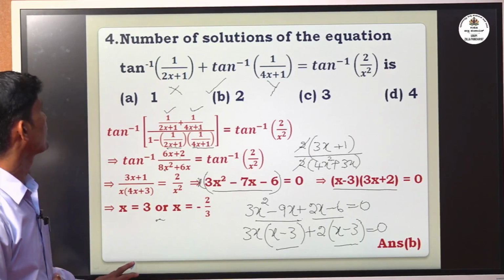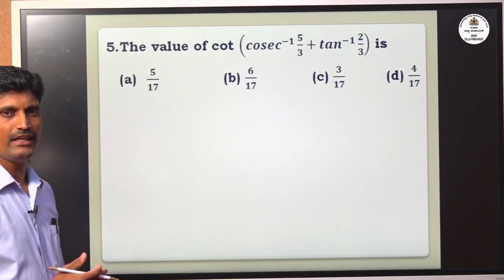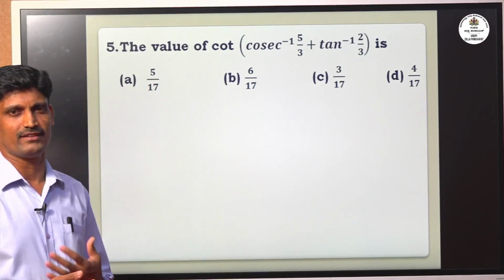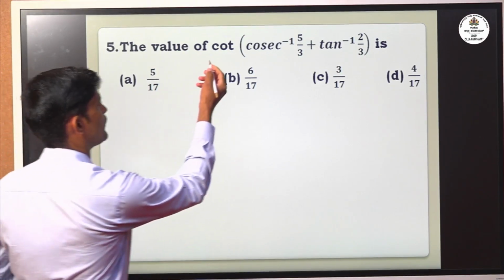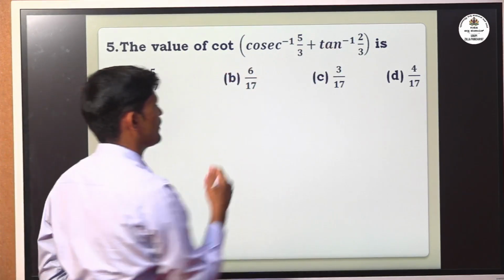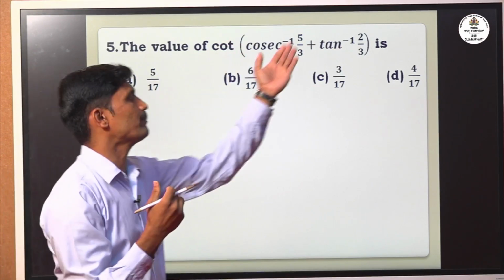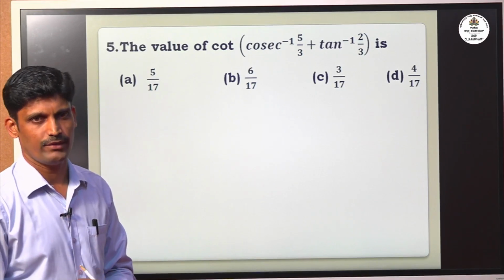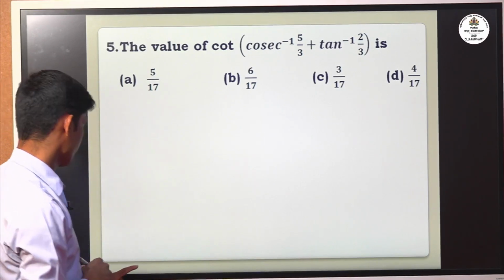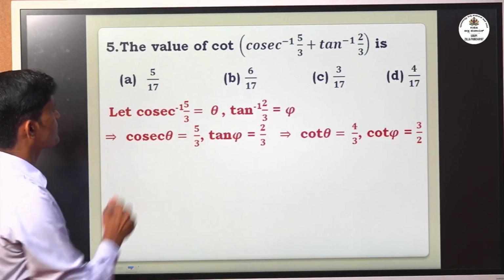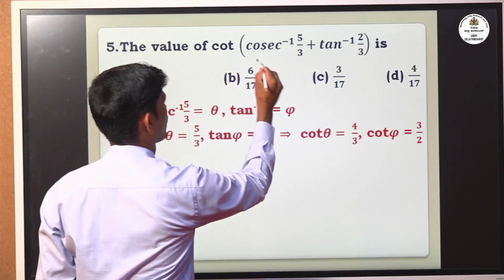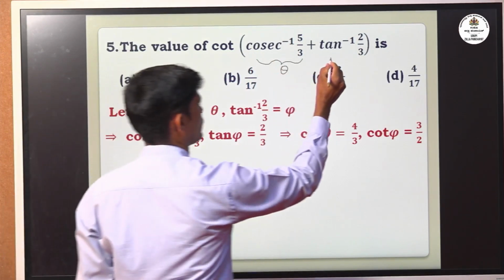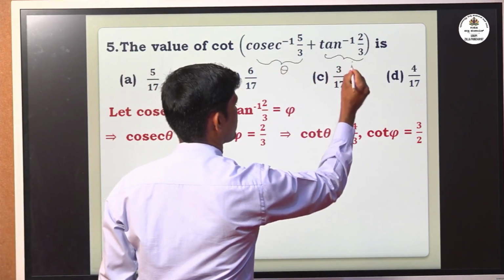Next question. Question number 5. The value of cot of cosecant inverse 5 by 3 plus tan inverse 2 by 3 is. Here we have to apply cot of a plus b formula. We know cot of a plus b is equal to cot a cot b minus 1 divided by cot a plus cot b. So by making use of this, let us define cosec inverse of 5 by 3 as theta and tan inverse of 2 by 3 as phi.